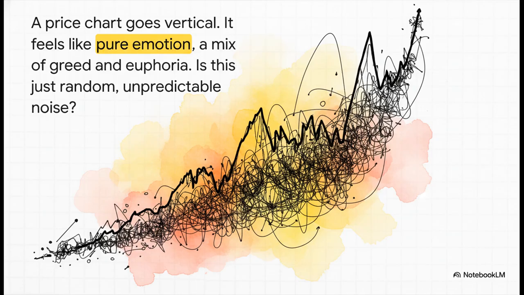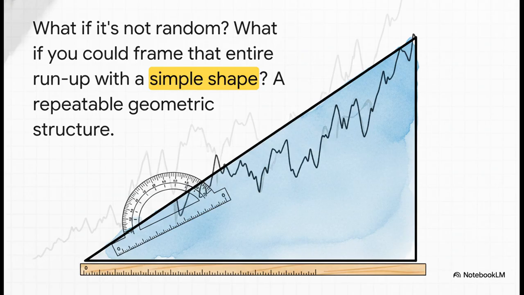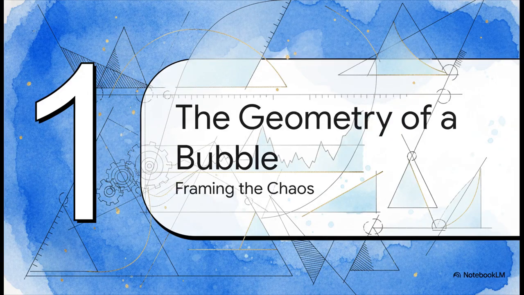You look at it and you can't help but think, this is just random noise. There's no way to predict this. Well, what if it's not? What if you could take that entire chaotic mess of a run-up and frame it with a simple shape you learned about back in high school geometry? This is the wild idea we're going to explore today, that these massive parabolic blow-offs might actually follow a repeatable geometric structure. So let's get right into the mechanics of this thing.